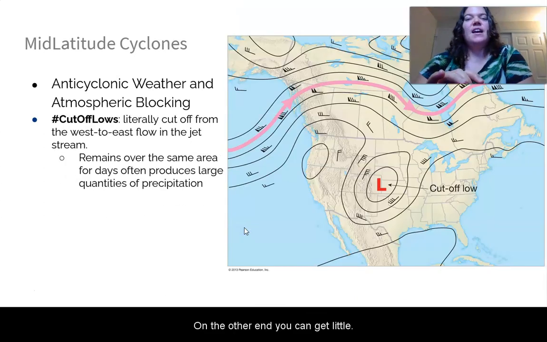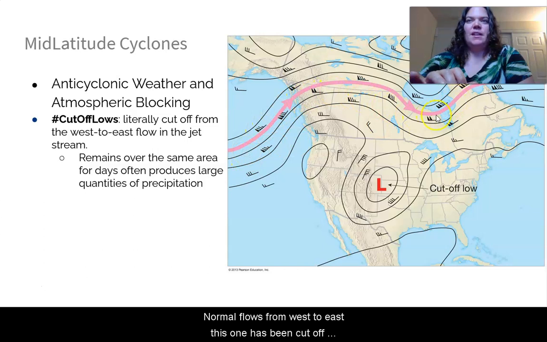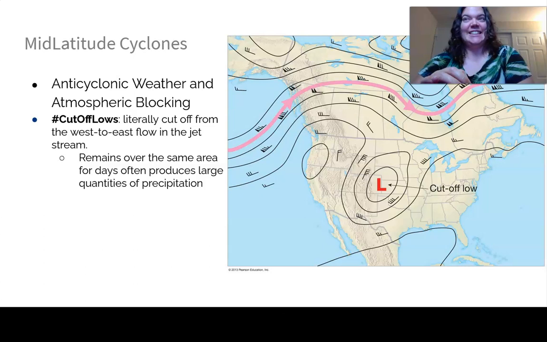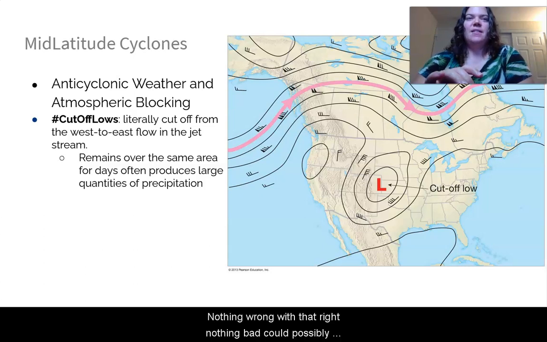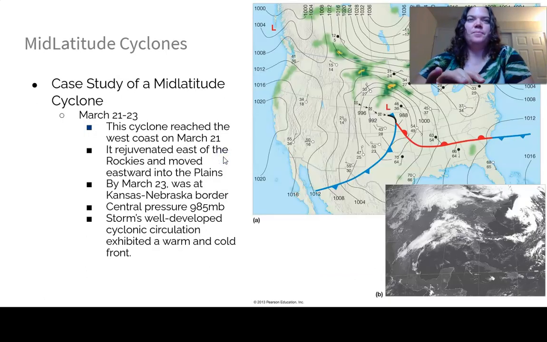On the other end, you can get little things cut off from the jet stream. The normal flows from west to east. This one has been cut off, so it's called a cutoff low. It remains over the same area and produces large amounts of precipitation for days. Nothing wrong with that, right? Nothing bad could possibly happen. So they might get like feet of snow here because of this cutoff low.